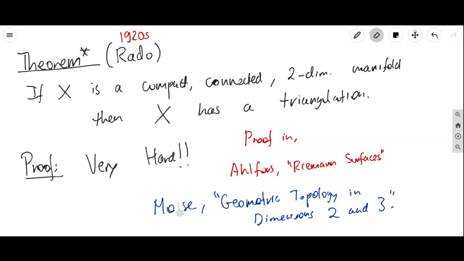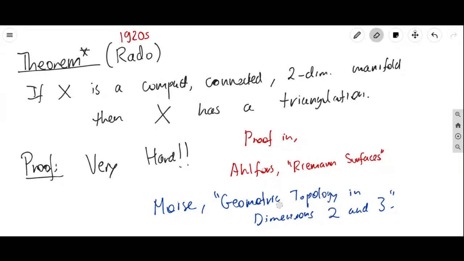And what Moyes proved in the 1970s, he proved the more difficult version. So Moyes proved that if X is a compact connected 3-dimensional manifold, then it also has a triangulation. Though the meaning of a triangulation has to be changed a little bit, because you're no longer mapping Euclidean triangles. You're actually mapping Euclidean tetrahedra into your space, but it's a similar sort of idea. So Moyes was able to prove that in the 1970s.